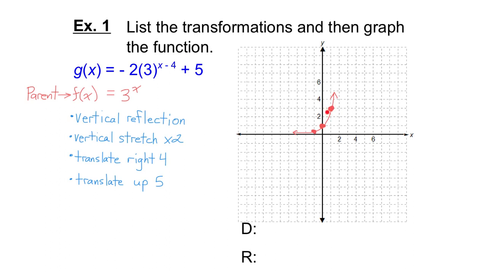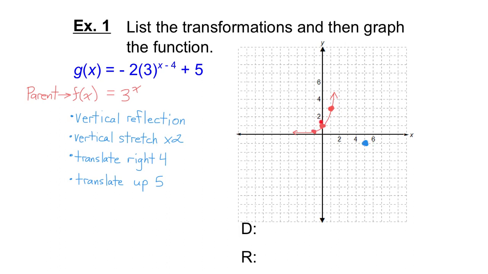I'll start with this point up here. A vertical reflection means the y value is no longer positive 3, it's negative 3. Then we have a vertical stretch times 2. So my y value is multiplied by 2. So it's minus 3 times 2, minus 6. Then I have to translate that point right 4 units, 1, 2, 3, 4, and up 5 units, 1, 2, 3, 4, 5, right here. So this point has transformed into this point.